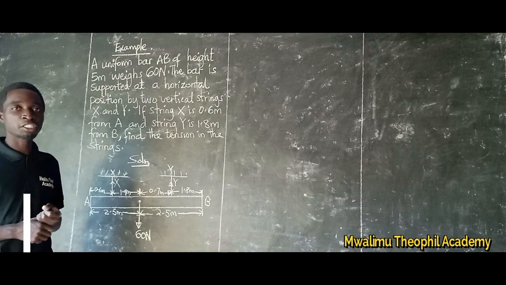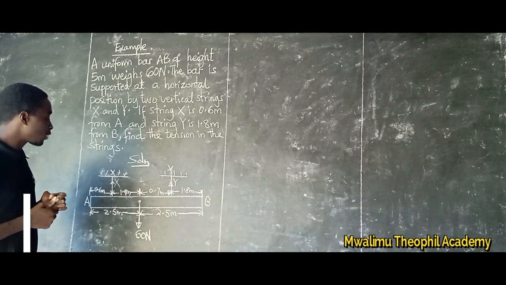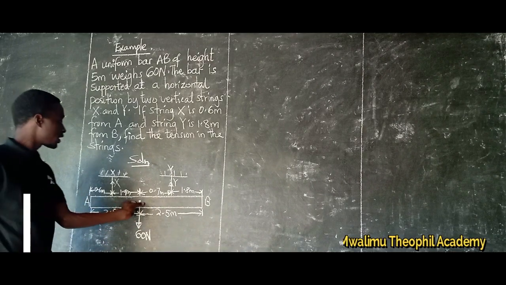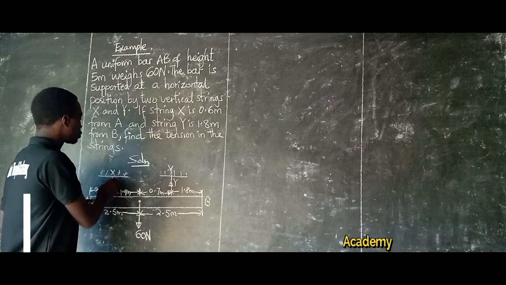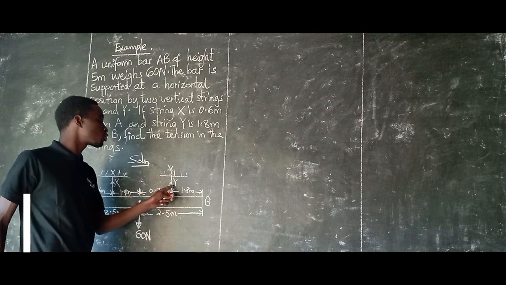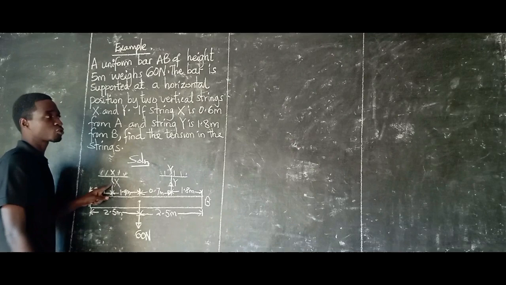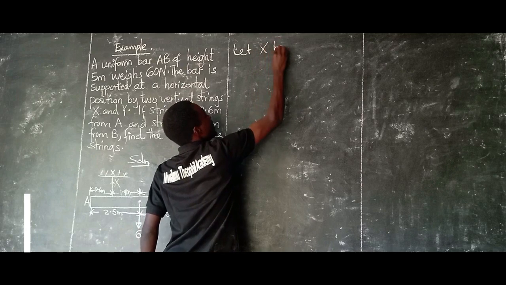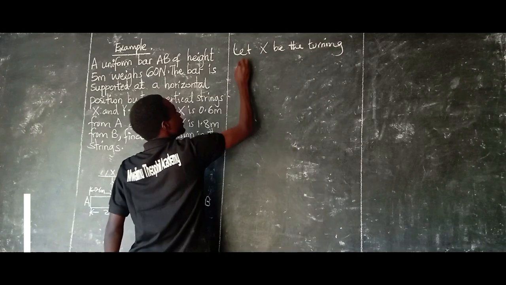Now let us start with the first condition, that the sum of clockwise moments is equal to the sum of anticlockwise moments. To know that, first of all, as this bar is in equilibrium, let us find out the turning point. Here we are not given the pivot. So if you are not given the pivot and you are given more than one upward force, just choose a point where one of the two upward forces acts to be the turning point. Now let us take point X to be the turning point.